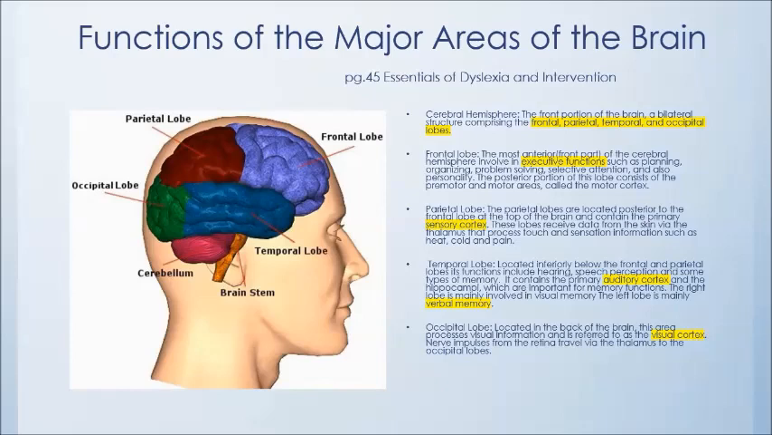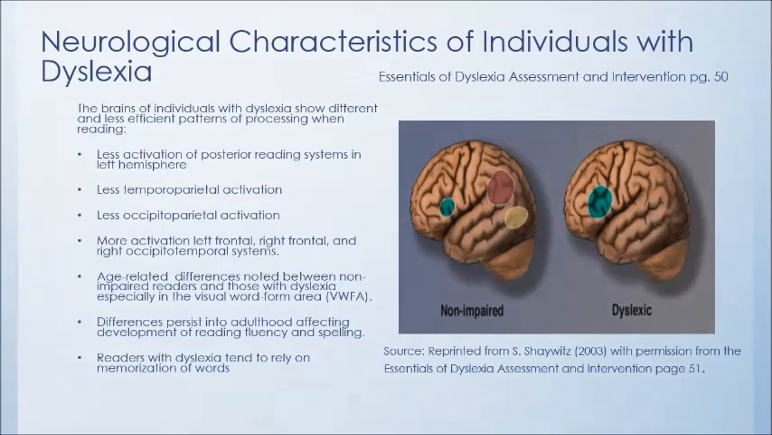The occipital lobe, located in the back of the brain, processes the visual information and is referred to as the visual cortex. Nerve impulses from the retina travel via the thalamus to the occipital lobe. We're going to go ahead and start off with the neurological characteristics of individuals with dyslexia. This is coming from the Essentials of Dyslexia Assessment and Intervention, page 50.